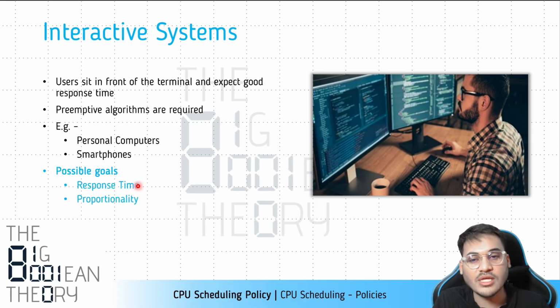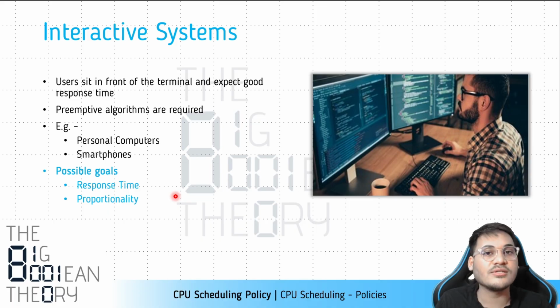One is the response time that we talked about. Response time can be defined as the time it takes from when we submit some input to when we get the output. Let's say you are a user and you have given some kind of input. The time that it takes to get the output, the time between input and output, we can say is the response time. So that has to be minimized in any interactive system.